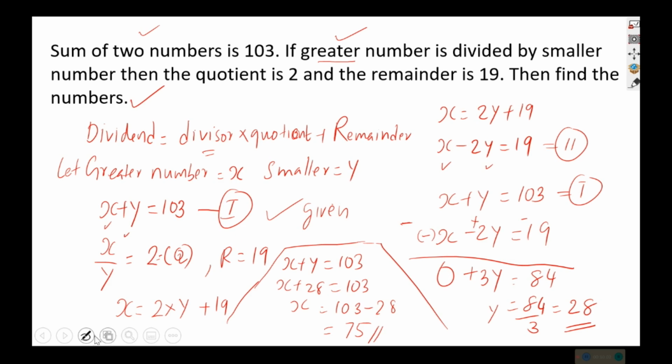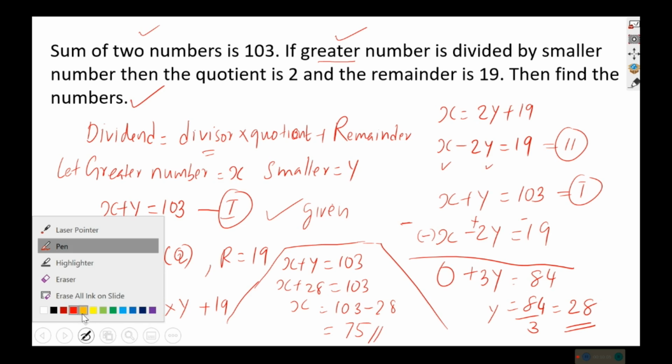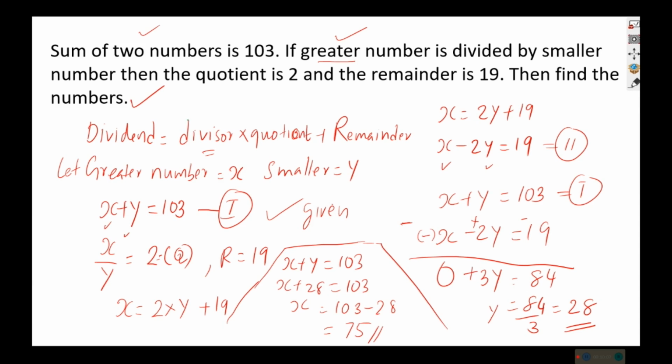The answers are x is equal to 75 and y is equal to 28, and the condition is satisfied. Total is 103. If you divide the first with the second one, we're dividing 75 by 28. This is only a matter of checking whether the answer is right. You will have 2 times 28, 56, and 19 will be the remainder. We are quite sure that our answer is right.